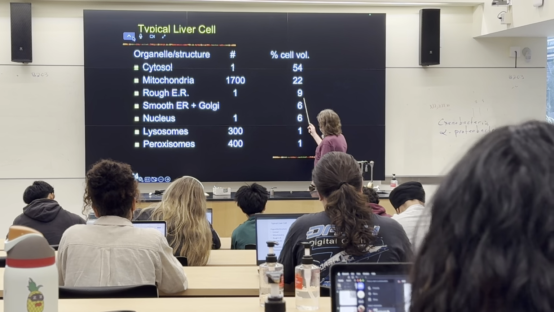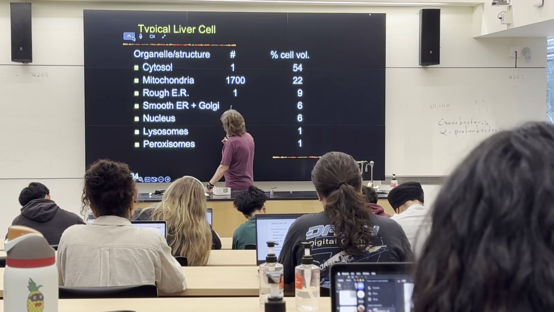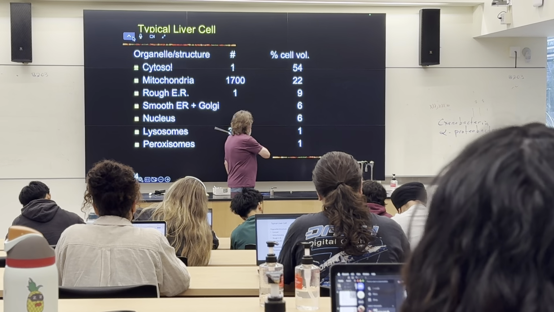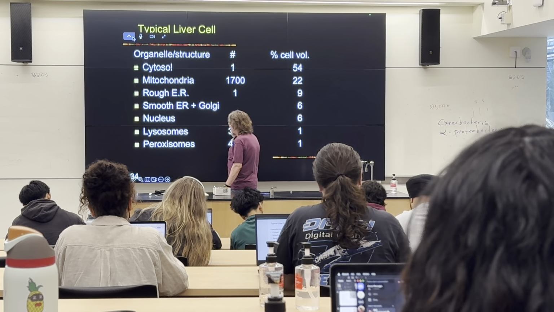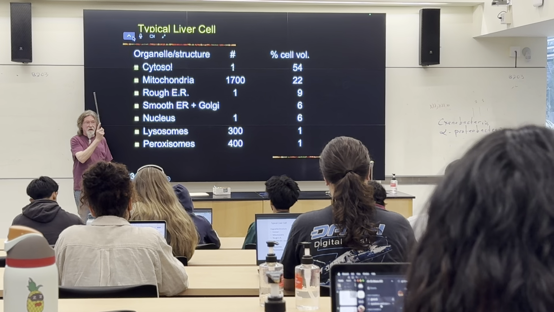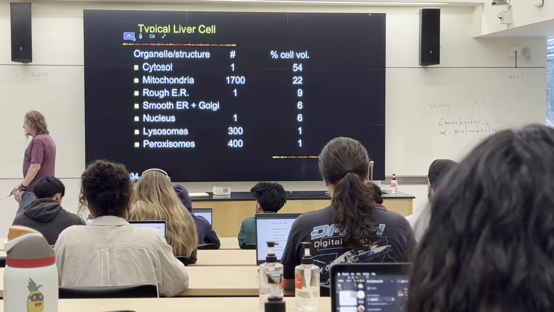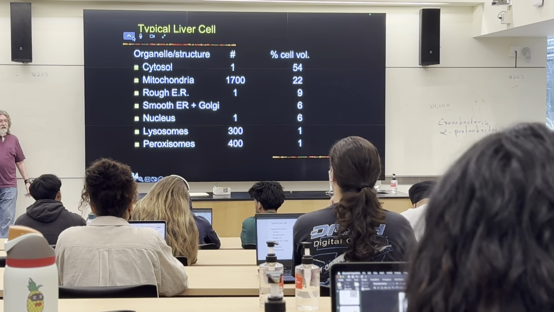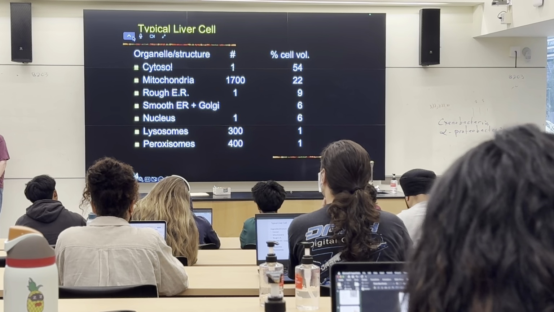Rough ER, okay, about 9%. Smooth ER and Golgi altogether, occupying about 6% and so forth. And you don't have to know any of these numbers, okay? You don't have to know any of these numbers. This just sort of gives you some idea as to what the contents of typical liver cells have to be, okay?